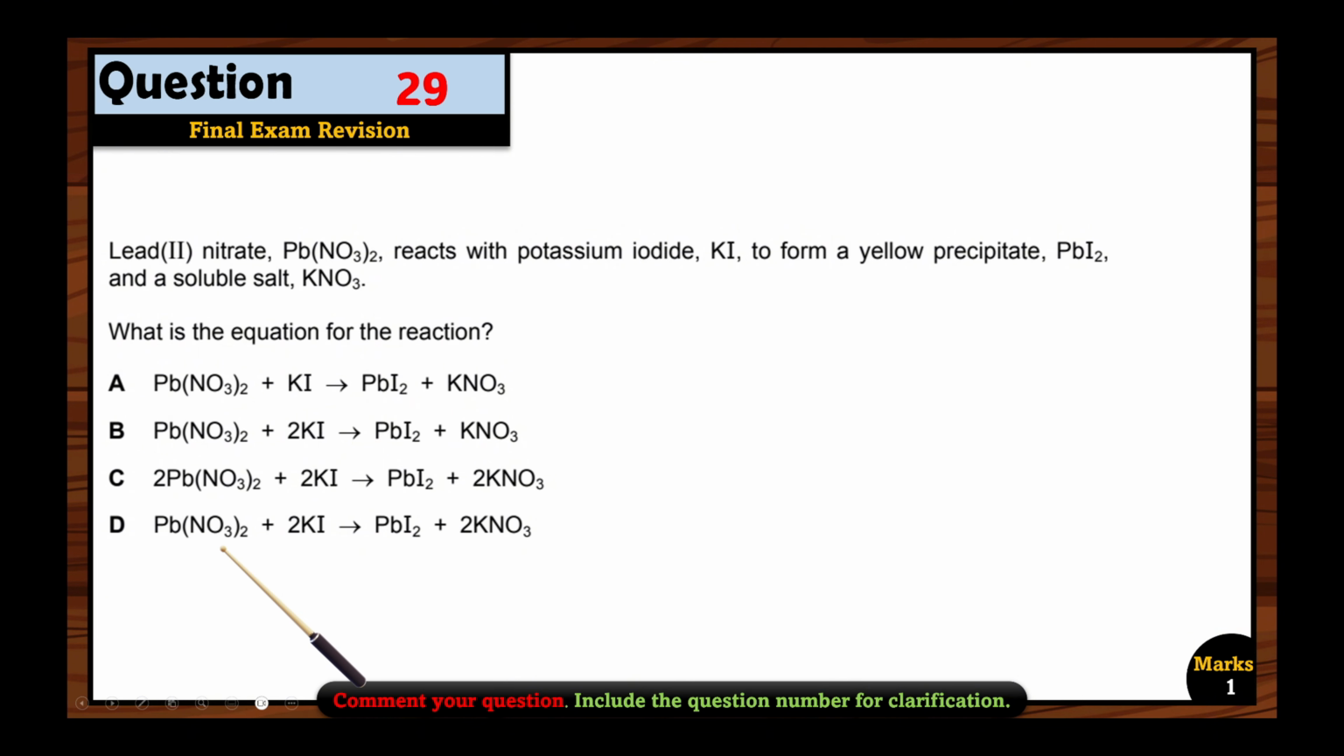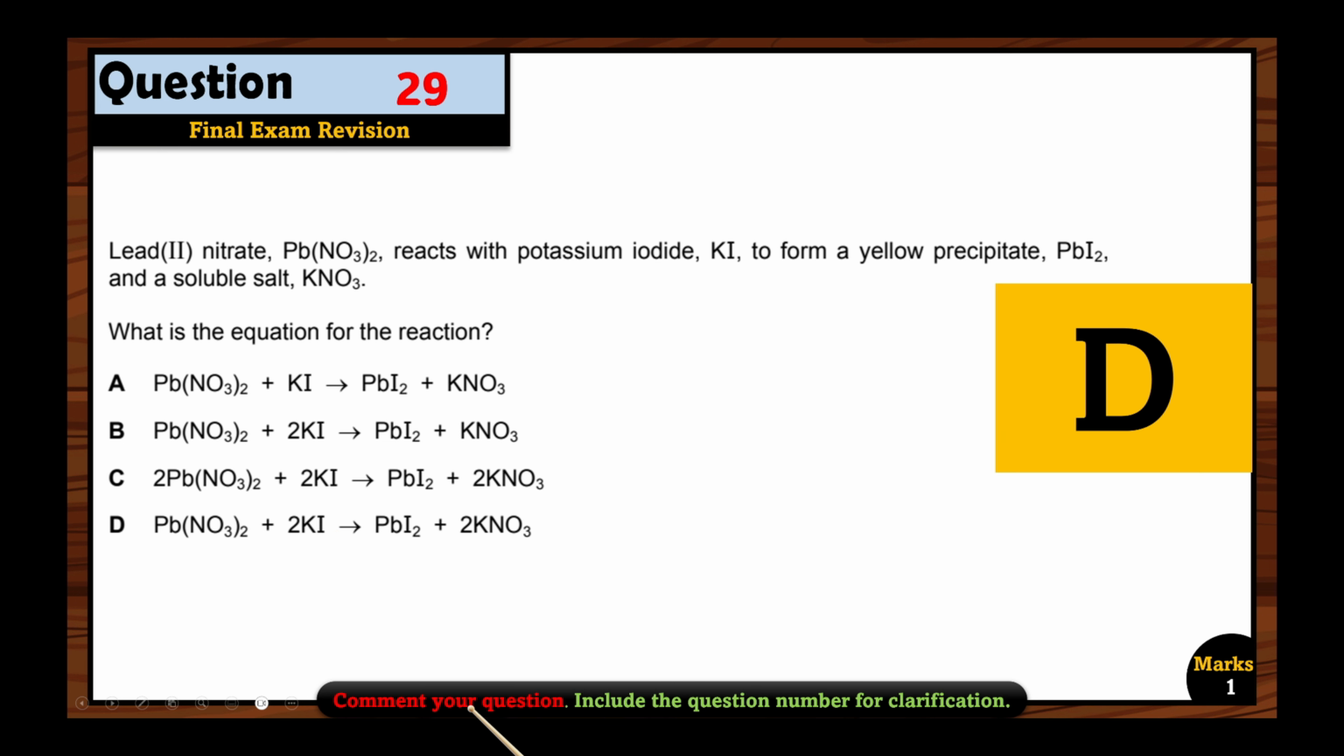Now let's move forward for this one. NO3, how many NO3 do we have? 2 here. How many do we have here? Also 2. How many potassium do we have here? 2, yes, 2 potassium. And how many iodine do we have here? 2. So of course we have 2 iodine here. So option D is the right option.